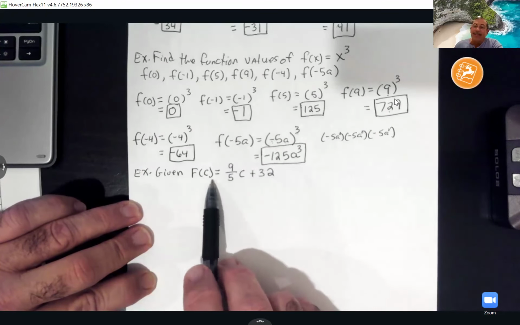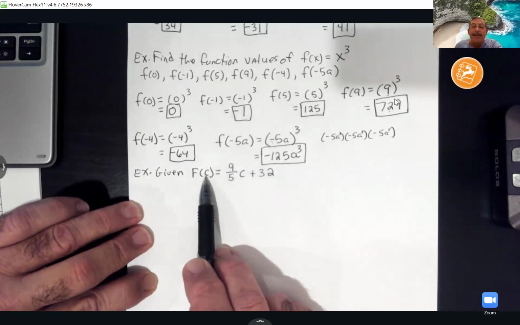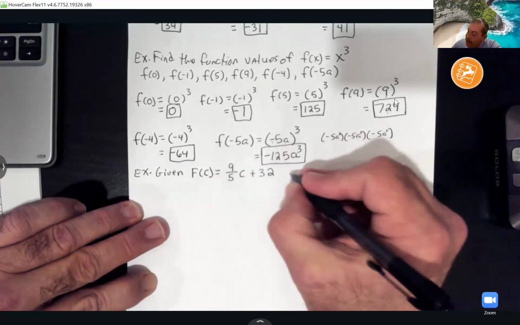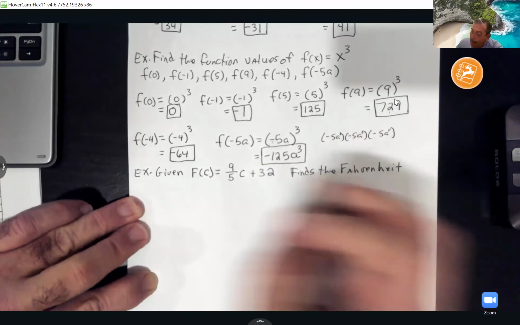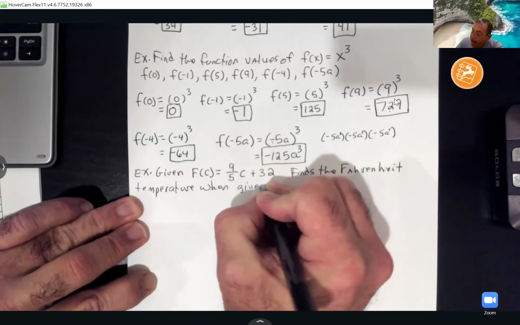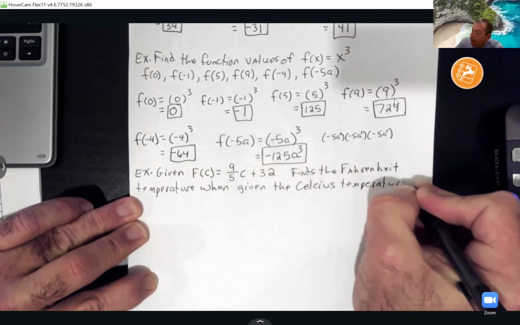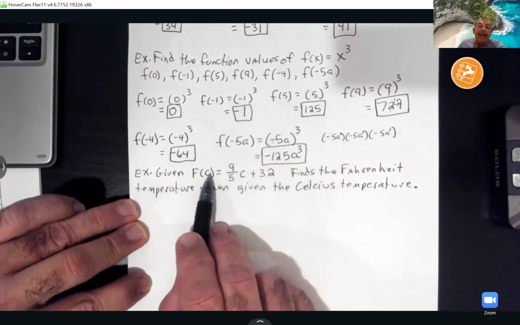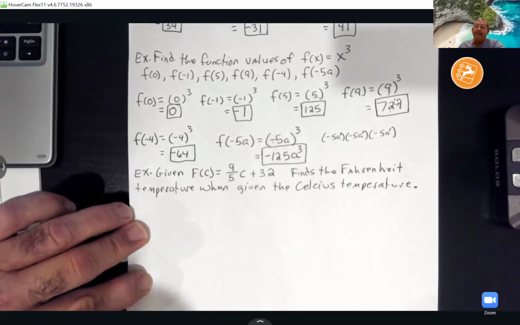Let me tell you what this is, and y'all are going to see this in science a whole lot probably. This formula converts the Celsius temperature. If I know the Celsius temperature, I can plug it into this formula and it'll give me the Fahrenheit temperature. So this one finds the Fahrenheit temperature when given the Celsius temperature. That's why the Celsius is the variable on this one. If I know my Celsius temperature, I plug it right into here for the C's, figure out what 9/5 of that temperature is plus 32, and that gives me the Fahrenheit degrees.